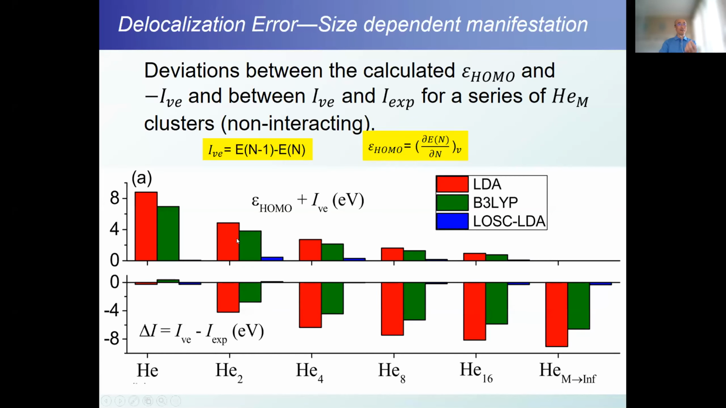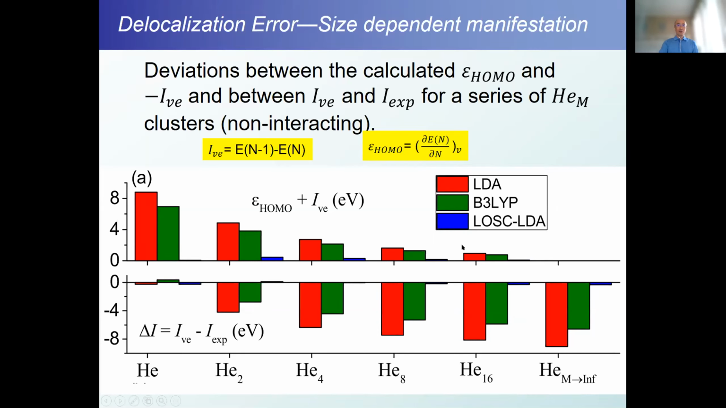The orbital also has a significant error in energy. This trend should continue until you reach bulk systems where the E versus N line is perfectly linear, but that doesn't mean it does not have delocalization error. It just shows up in the finite difference, and the finite difference is huge in error. So this delocalization error has a size-dependent manifestation.